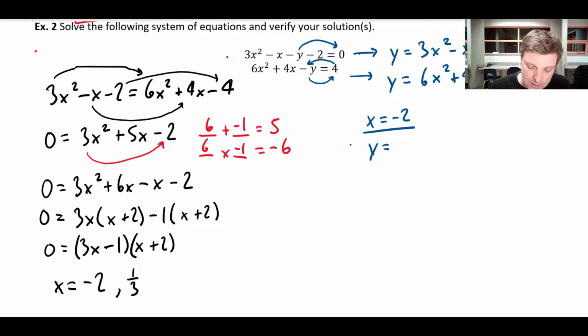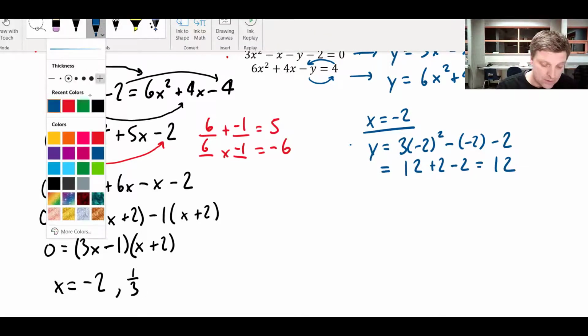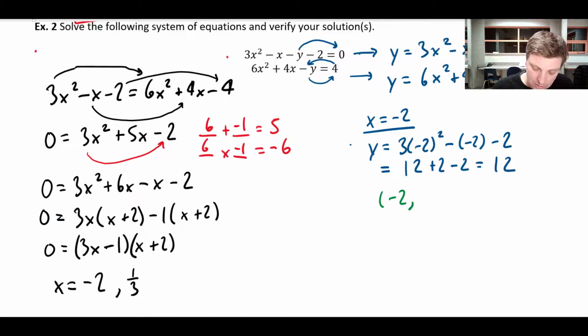So I get y is equal to 3 times -2 squared minus -2 minus 2. And so I have to be really careful with my negative signs here. -2 squared is 4 times 3 is going to give me positive 12. And then minus -2 would give me plus 2 and then minus 2. So I guess my y value would be 12. And so my first solution here, my ordered pair, would be -2 and positive 12.